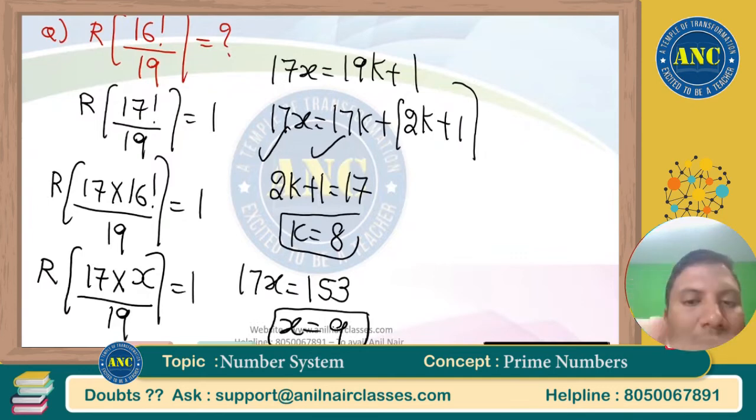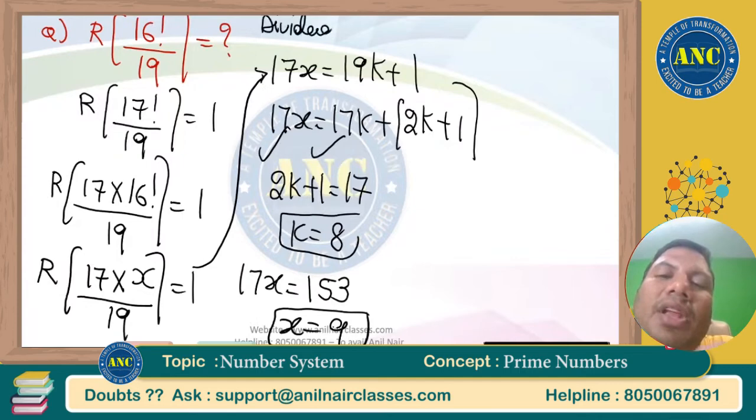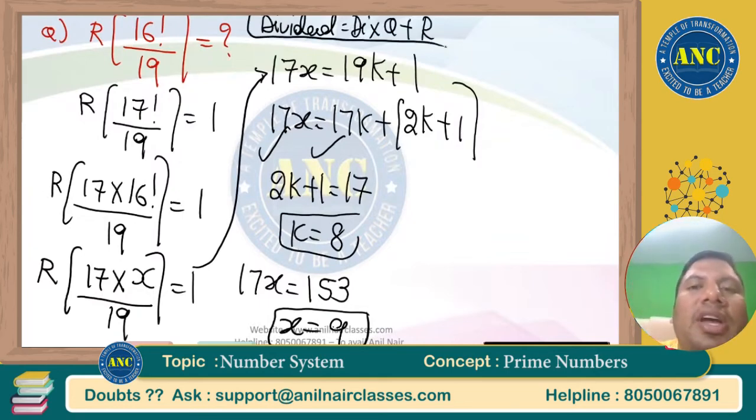This is the step-by-step process. If this step is clear, you will get the answer. 17x is the dividend, 19 is the divisor, K is the quotient, and 1 is the remainder. Dividend is equivalent to divisor into quotient plus remainder. I hope the idea is clear.